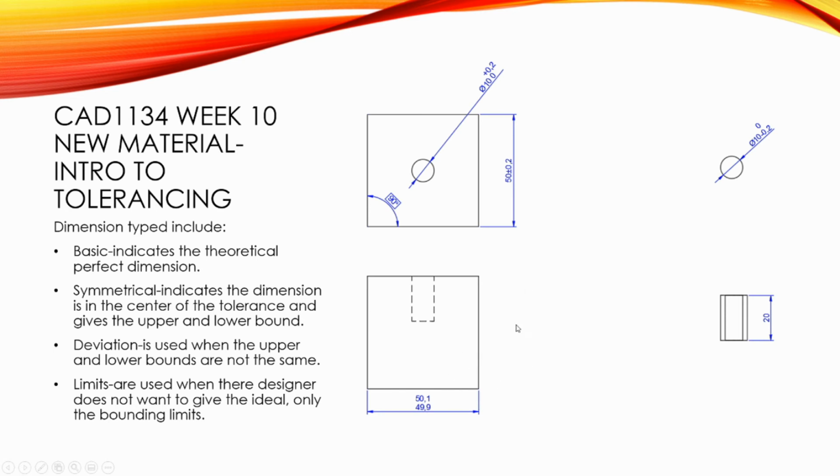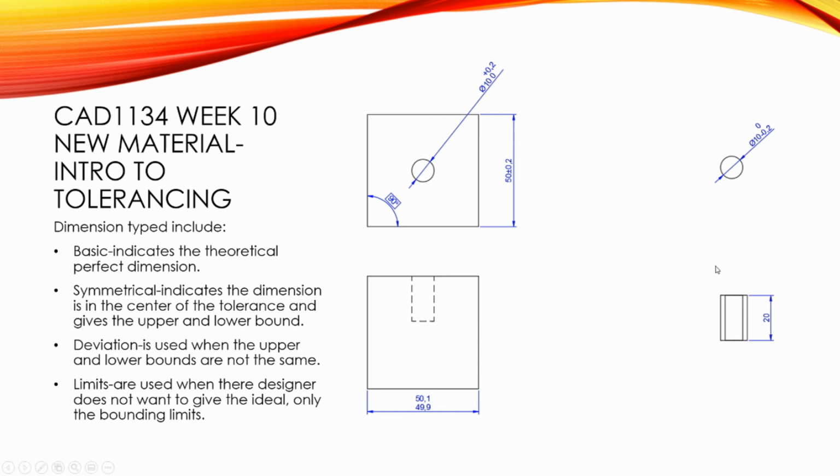Now we have deviation, where the upper and the lower are different. In this case, I have a hole with a nominal diameter of 10 millimeters, and it is plus 0.2 minus 0. Meaning if the hole is any smaller than 10 millimeters, it would not be accepted. And if it was any bigger than 10.2 millimeters, it wouldn't be accepted.